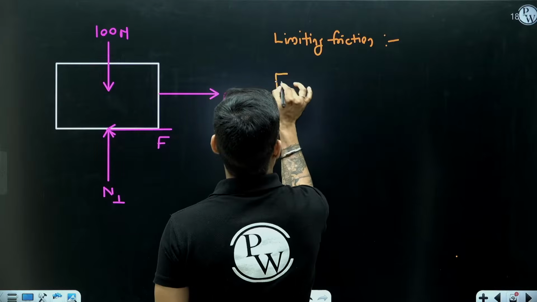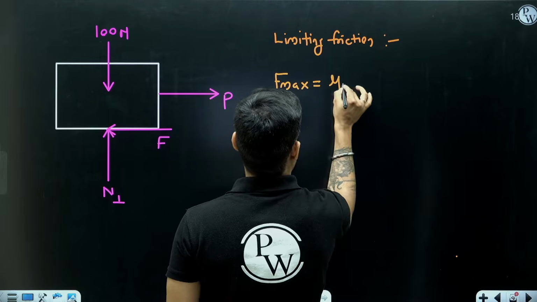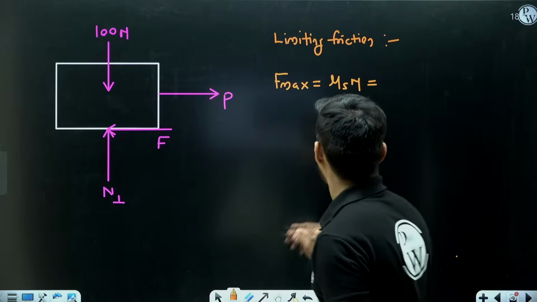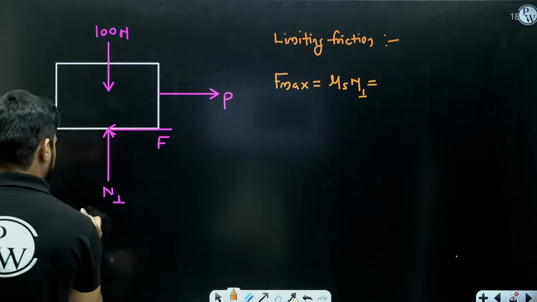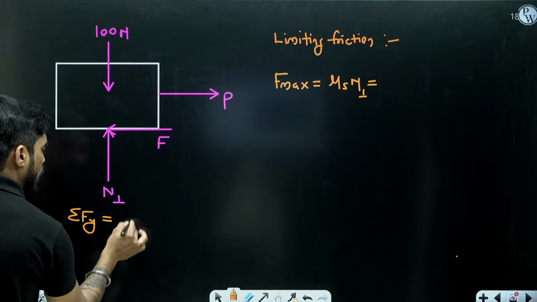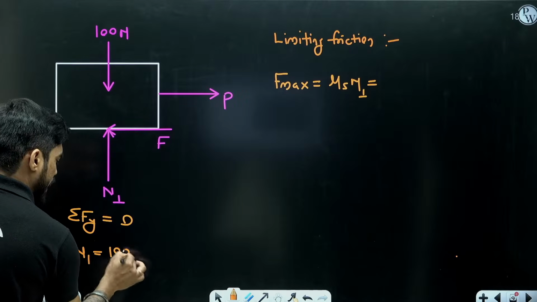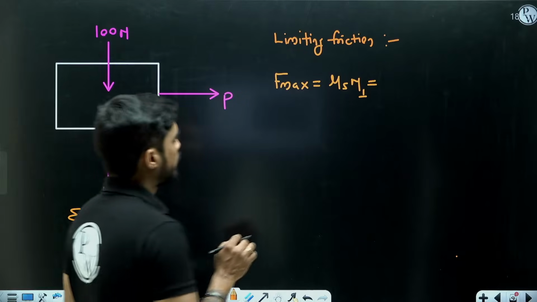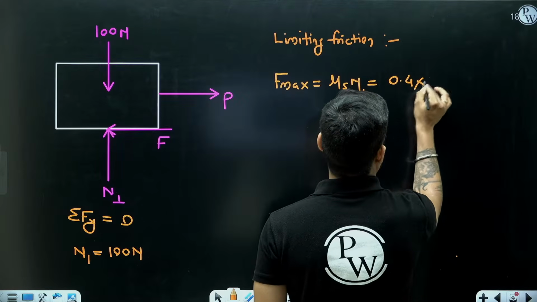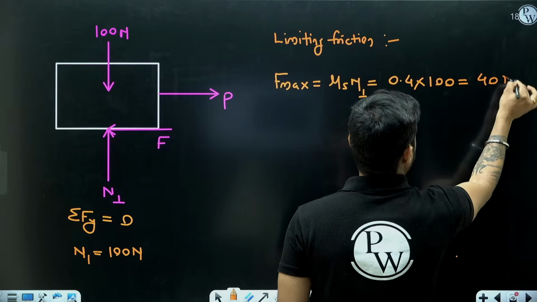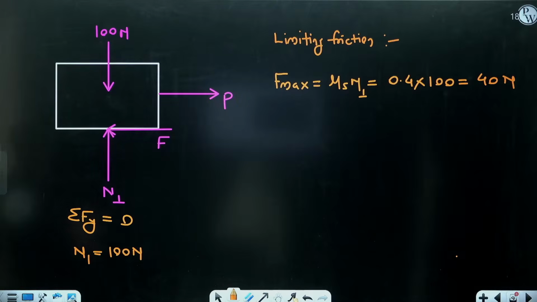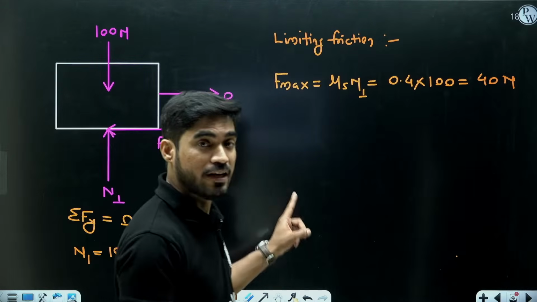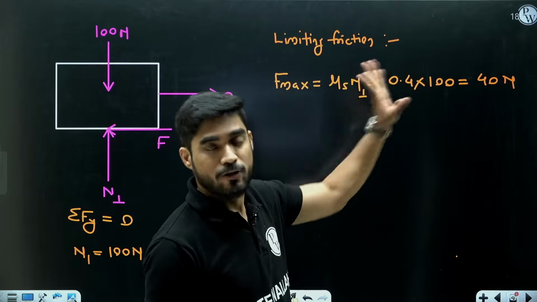Limiting friction means F maximum, which is mu s into N. And what will be, sorry, N1. What is the value of N1 here? N1 is 100 Newton, right? Because in the Y direction the box is not moving. So N1 is equal to 100 Newton. So mu s is 0.4, N1 is 100. So F maximum is 40 Newton, which means up to 40 Newton this box is not going to move. This box will move after you apply P greater than 40 Newton.